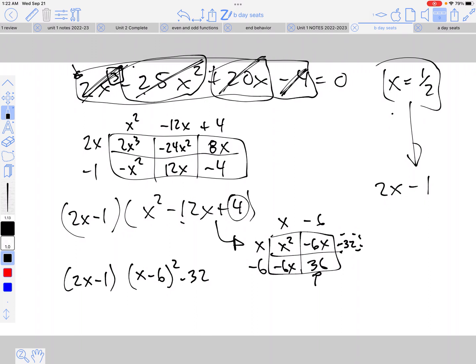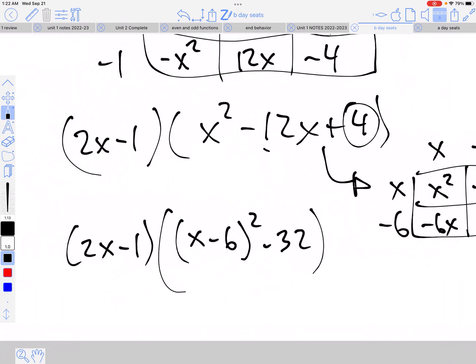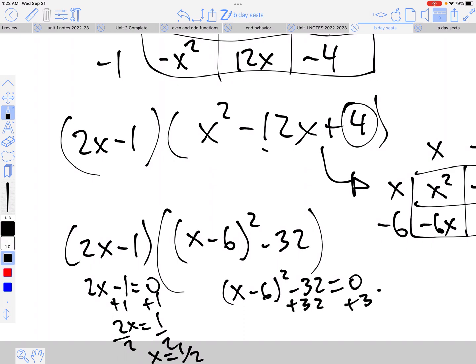All right, so this is what I've got going on. These are my factors, but this one's still a little bit ugly, so we're going to work on that a little bit more. We're going to use the zero product property and set it equal to 0. I already know that this is 1/2 because we found that out a long time ago. So one factor is x equals 1/2. Now the other one, x minus 6 squared minus 32 equals 0. I'm going to add 32 and then have x minus 6 squared equals 32.